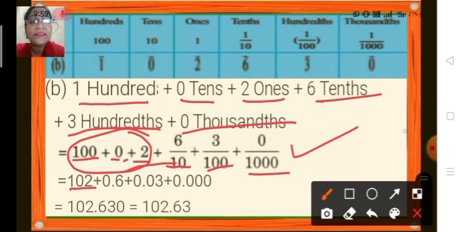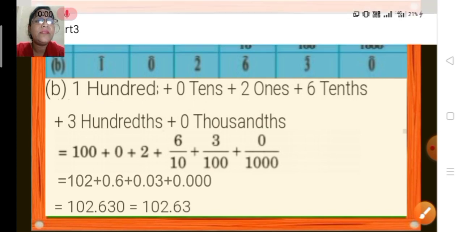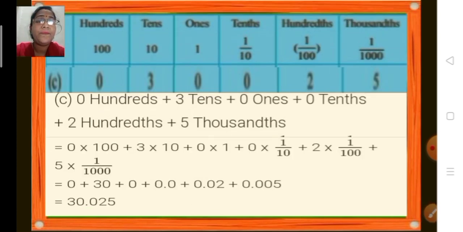This we will write as 0.6. Then 3 upon 100 we will write as 0.03 and 0 upon 1000 we will write as 0.000. If we add these 4 numbers, we will get the sum as 102.630. This means 102.63. Next, we will move on to the next sub question, that is C.